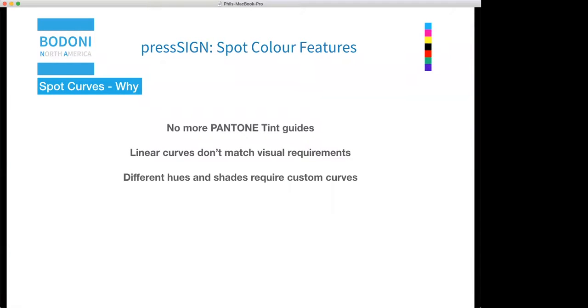So different hues and shades, so every different spot color that you come across actually requires a custom curve. You might imagine that you've got a solid which is quite a light color, maybe a light blue, similar to the one that says Bodoni in the top of the presentation screen, or you might have a really dark purple, similar to the one at the bottom of the graphic on the right-hand side. Those two colors would require a different curve shape in order to print the tints correctly.